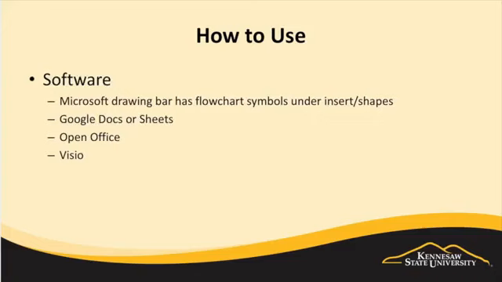For a more permanent and professional-looking map, the information can be easily transferred to one of many computer programs that have drawing tools. This could be something like Microsoft Word or Excel using the Drawing Tools function. There's also free software that will do this, such as Google Docs or Sheets or OpenOffice. Visio is software that's designed specifically for this type of application.